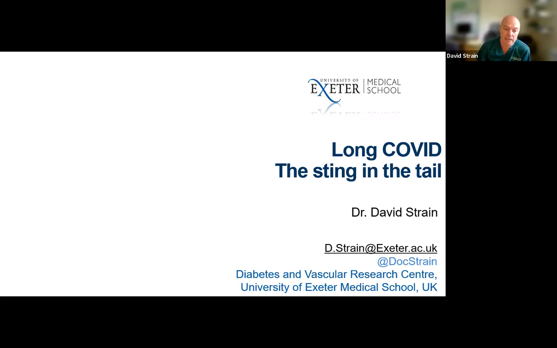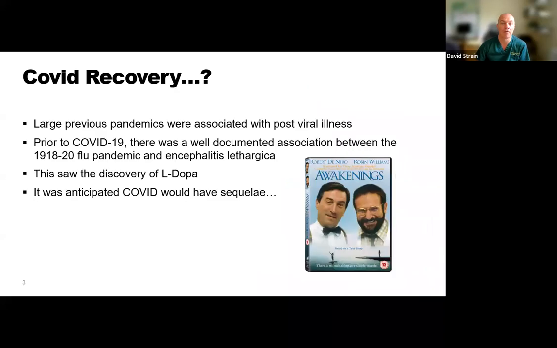Actually, the best documented cases of the post-viral illnesses is after the big pandemic in 1918 to 1920 of flu. Many of you will have either seen the film with Robert De Niro or Robin Williams, or even read the book by Oliver Sacks that he wrote in 1973, talking about the discovery of levodopa for a group of patients with a Parkinson's disease-like syndrome.